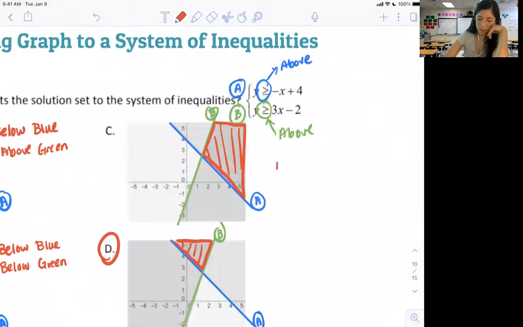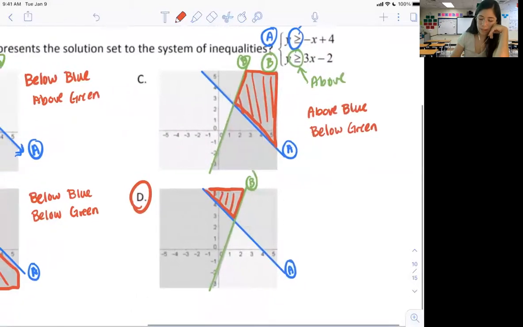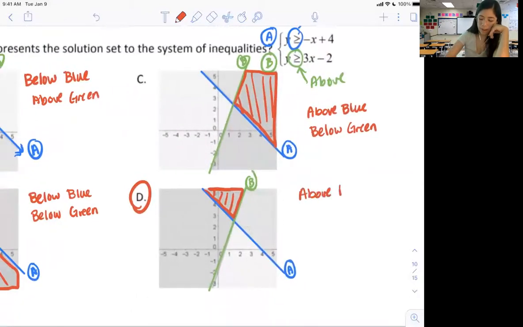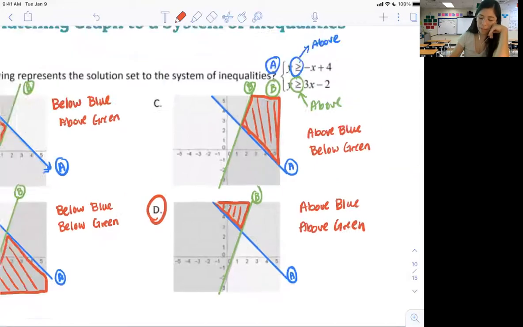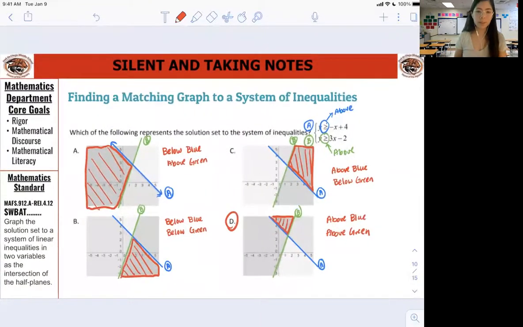C was above the blue line and below the green line. And D was the only one that was above the blue line and above the green line. And we needed it to be above and above, so D was the only one. And as you see more and more examples, it's going to be a little bit clearer. So if you're still having trouble visualizing that, just keep watching. We'll do 2 more examples hopefully, and then hopefully that'll be a little bit easier to see. Any questions? No. Okay, awesome.